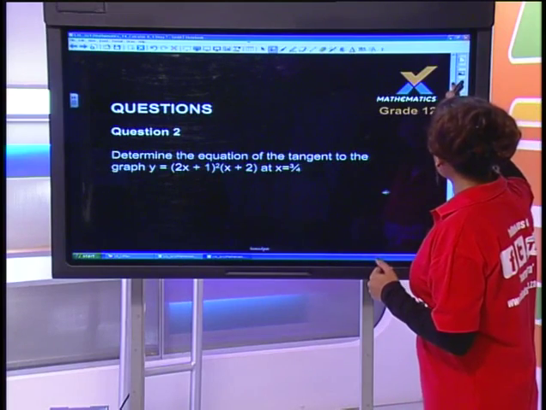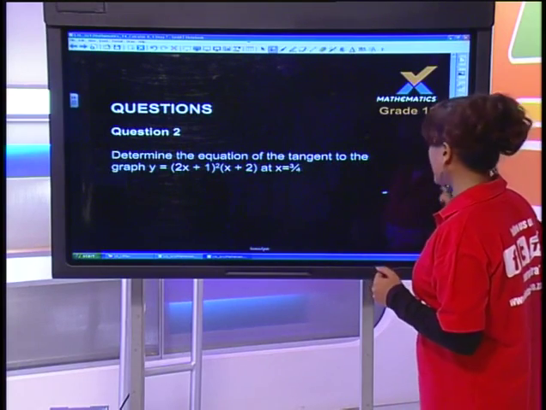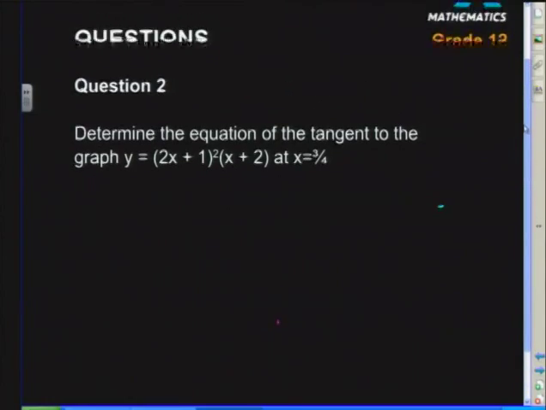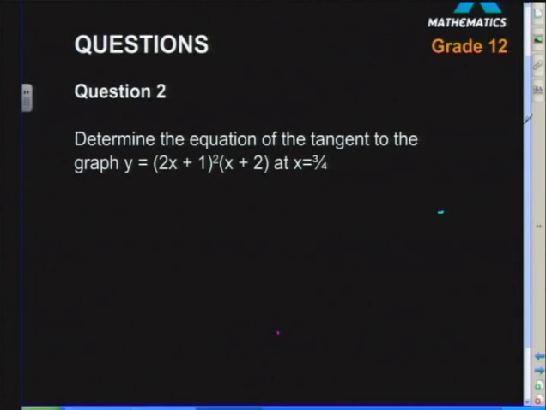Now we are going to once again go on to finding the equation of a tangent. So for those who are a little bit confused about how to do this, we're going to do another question on this. In this question, we are asked to find the equation of the tangent to the graph y is equal to (2x plus 1) squared times (x plus 2) at x is equal to 3/4. All right, so let's get started.